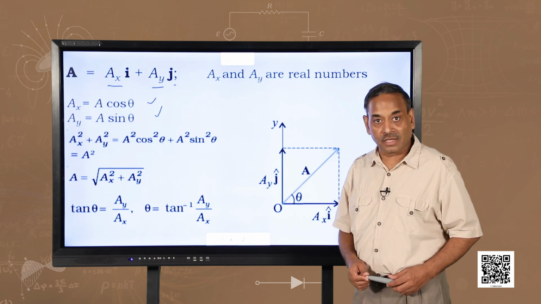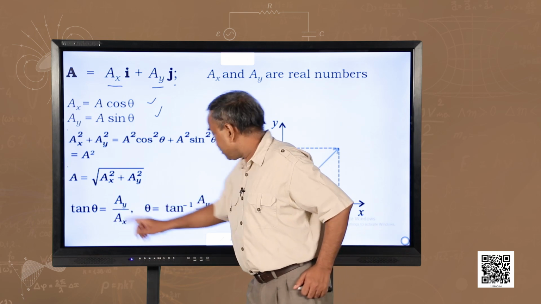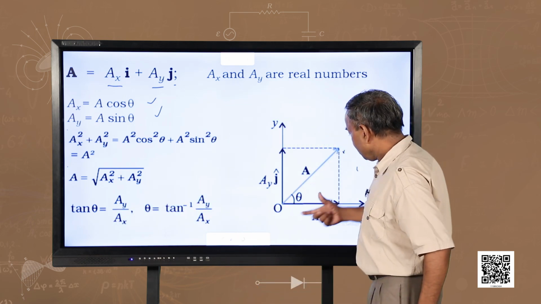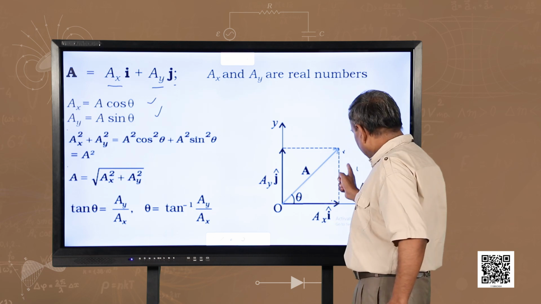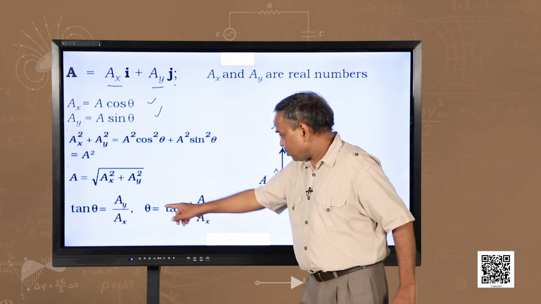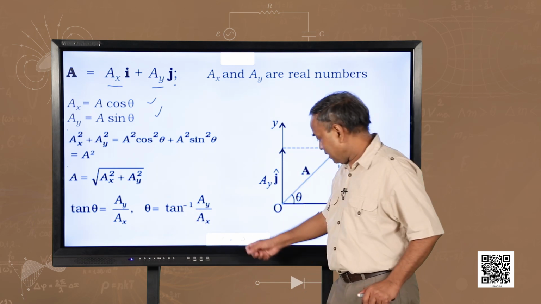Now, let us see what is the value of tan theta. How do we find out the angle theta? In the same diagram, this is Ax and this is my Ay. So tan theta is equal to perpendicular divided by base, so Ay by Ax, or theta is equal to tan inverse of Ay by Ax. This is how you can define it.